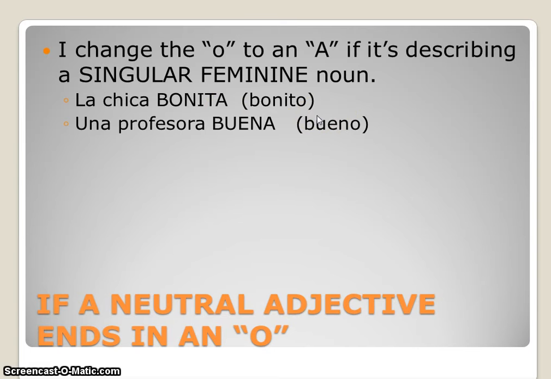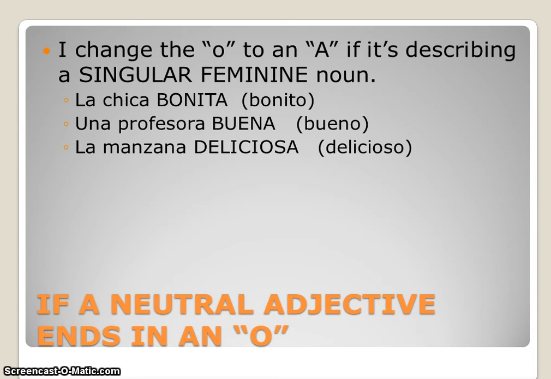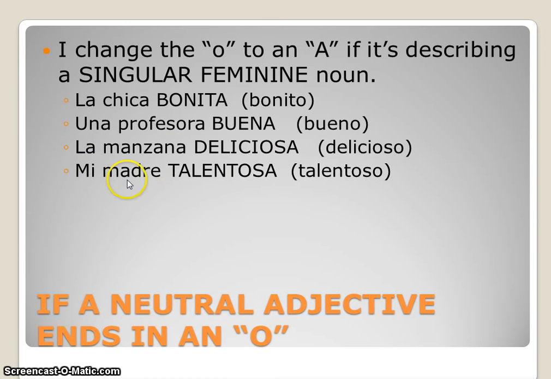Una profesora buena. And notice too how it kind of rhymes. My indefinite article ends in an A, my noun ends in an A, my adjective ends in an A. And if you go back and read the notes on masculine and feminine, remember that most nouns that end in A are going to be feminine, but not all of them. La manzana deliciosa. Again, I've got all A's. Mi madre talentosa ends in an A. Notice too that none of these have S's on the ends of them because my nouns are all just one thing.